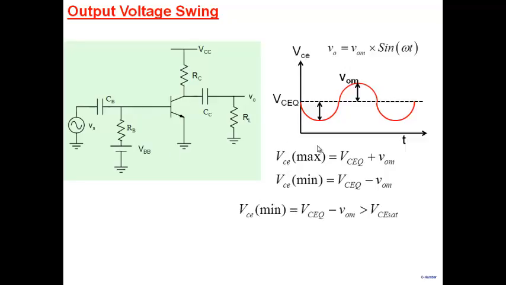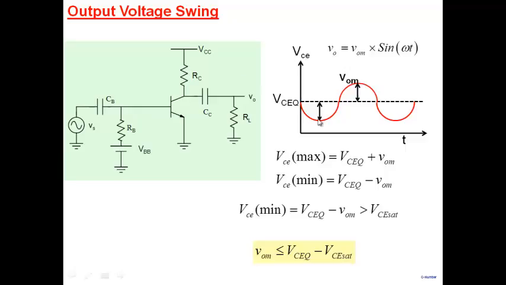Now we know that the minimum collector emitter voltage has to be greater than VC sat. Otherwise the transistor will go into saturation and you'll start getting distortion. So this has to be greater than VC sat, which we've been taking as 0.2 or 0.25, 0.3, around that value, 0.2 let's say. So it tells you that the swing here, the amplitude of the output swing, will always be less than VCQ minus VC sat. It can't be more than that.